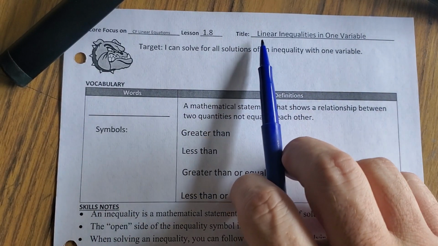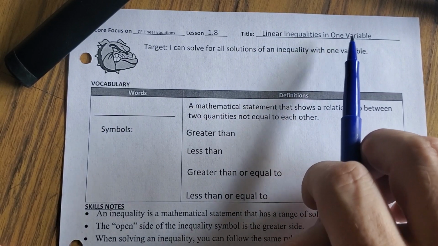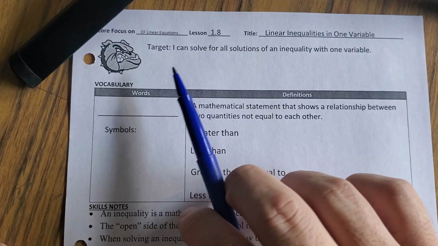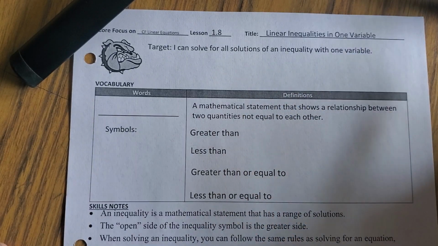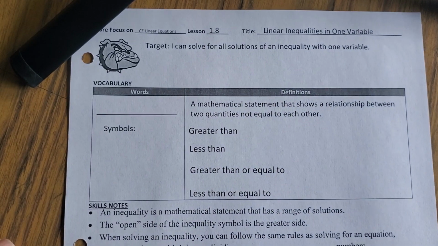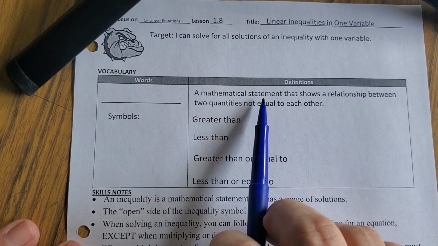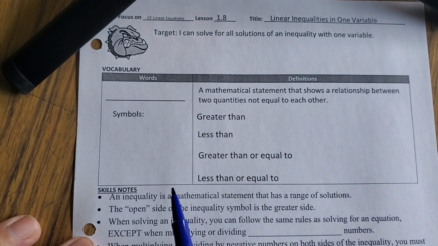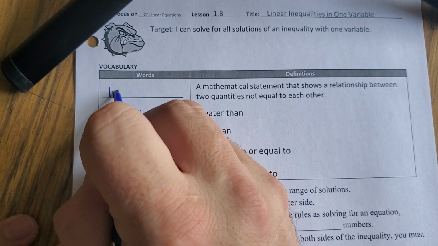Today, we'll talk about linear inequalities in one variable, meaning that there's only going to be one variable in that inequality. Our target is we can solve for all solutions of an inequality with one variable. Well, let's talk about what an inequality is. An inequality is a mathematical statement that shows a relationship between two quantities not equal to each other. We call that an inequality.